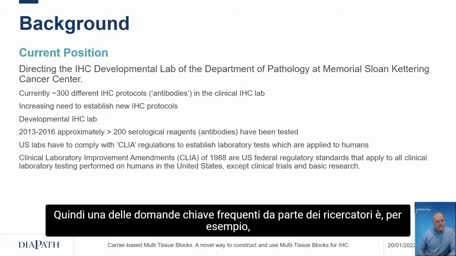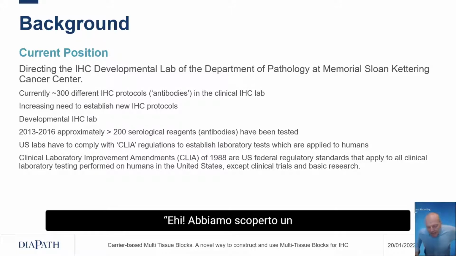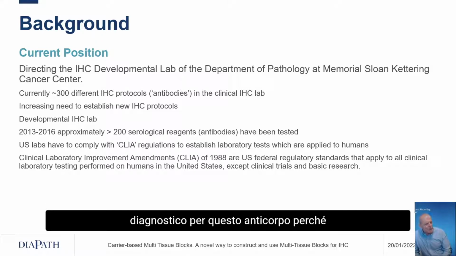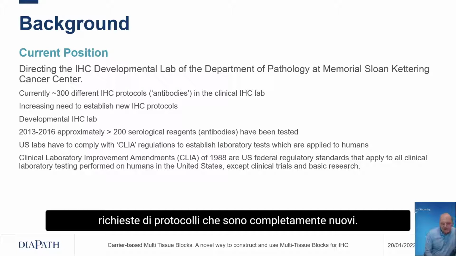So one of the key questions is, a lot of times we have researchers that know there is a new antigen that plays a role in liver cancer, and I think you should get a protocol for this because it has some prognostic impact and so forth. So we're dealing with a lot of requests for protocols that are completely novel. Nobody has ever worked on them. We have an active research group that deals with them.